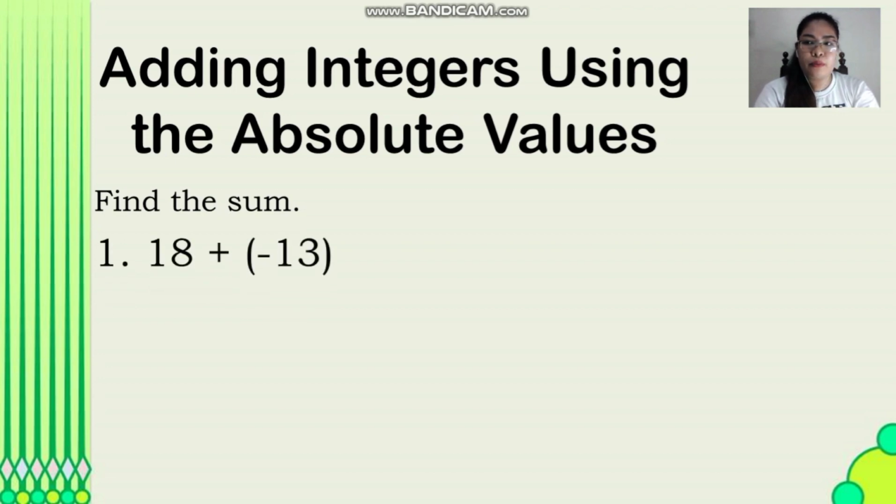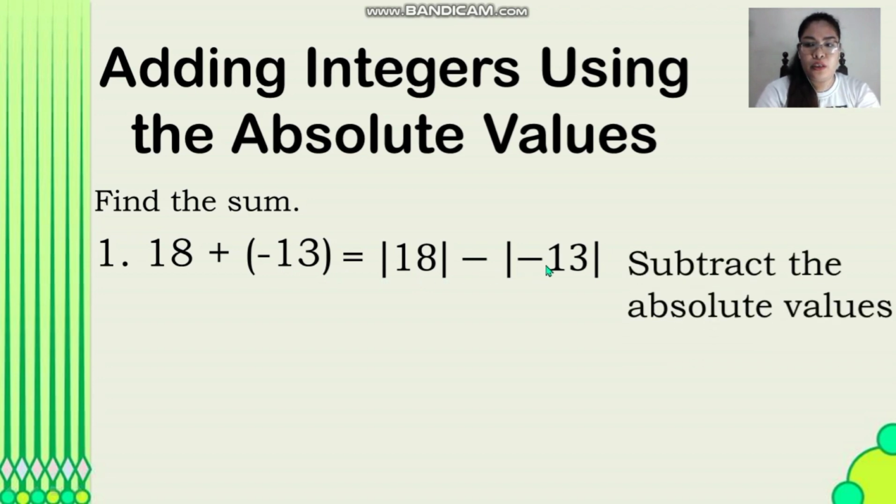Okay, for our example number 1, we have 18 plus negative 13. Now, look at the signs of the addends. Isa po ay positive, ang isa naman ay negative. So, to add integers with unlike signs, what to do? Subtract their absolute value. So, that will be our first step. Okay, so 18 plus negative 13 is equal to the absolute value of 18 minus the absolute value of negative 13. Now look at that, subtract the absolute values.